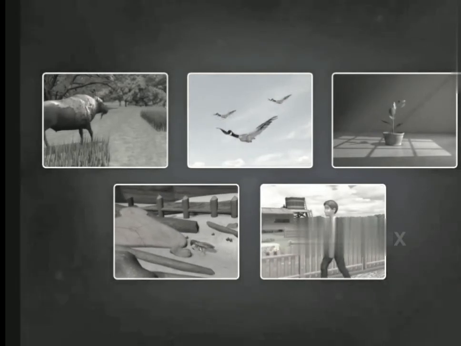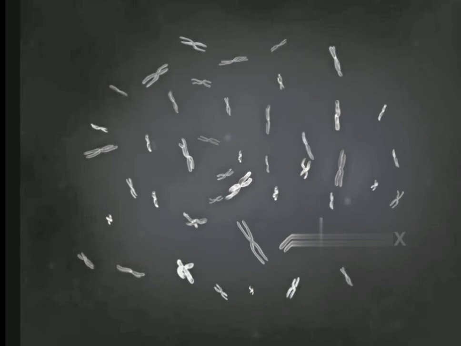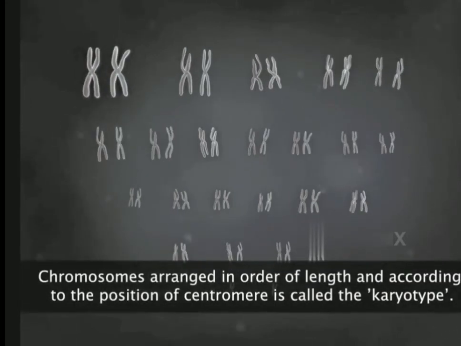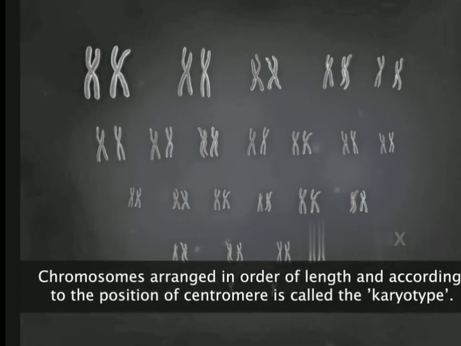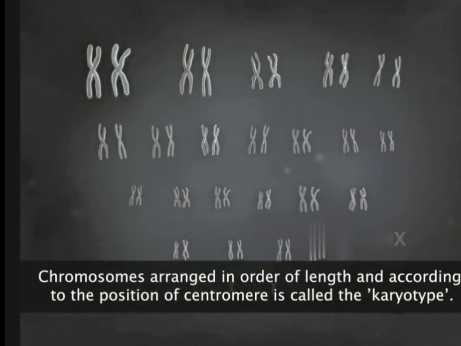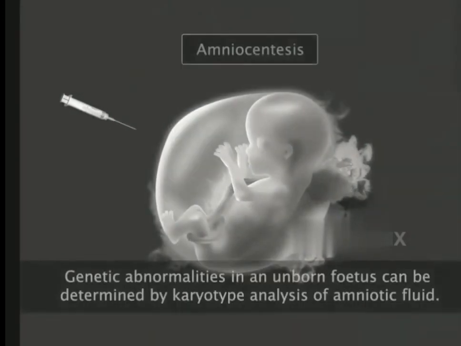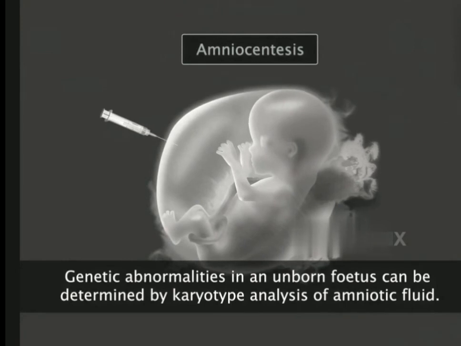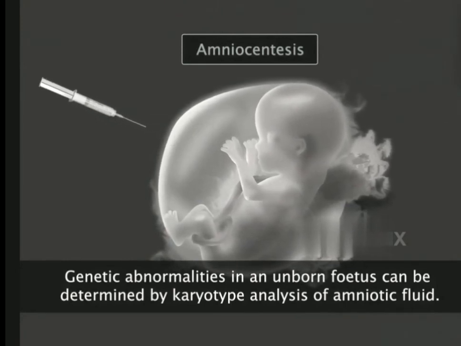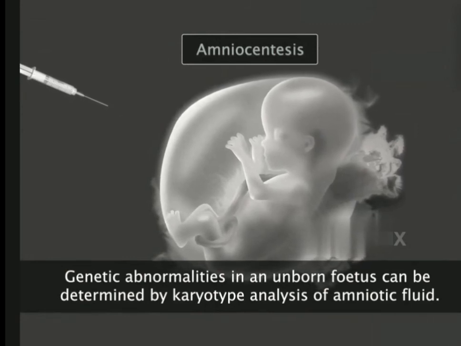Each species of organism can be identified by its characteristic set of chromosomes. When chromosomes are arranged according to their length and position of centromere, the group of characteristics that identifies a particular set of chromosomes is called the karyotype. Karyotype analysis is important to detect any genetic abnormalities in an unborn fetus. Karyotype analysis of the fetus can be done by amniocentesis.